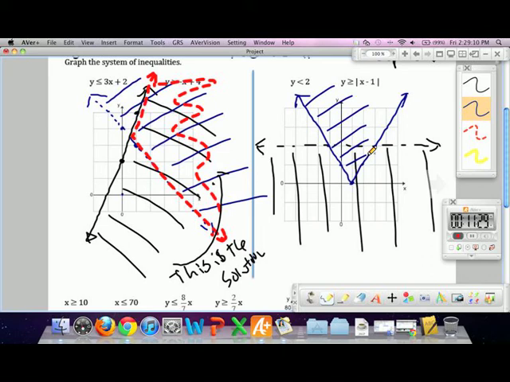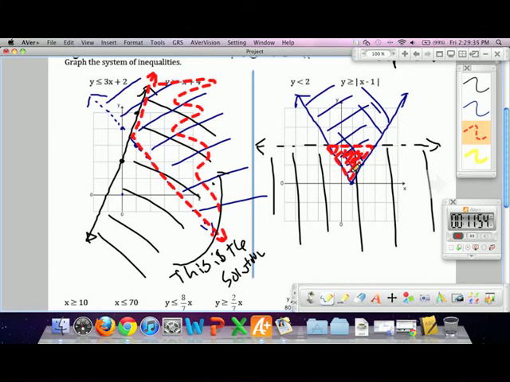So where is the solution to this system of inequalities? Middle of the triangle. This little triangle is the only place that all three overlap. That triangle is our solution area. It's the only place that they all intersect. Just color the area.